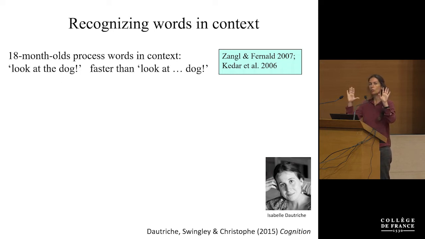So you show pictures of objects to 18 months old, for instance, a dog and a car. And if you give them a properly formed sentence, like "look at the dog," then they are faster to look at the dog rather than the car, than if you say something like "look at dog" or "look at was dog," where you put something strange in there, okay? So they can use the context of the sentence to get to the target faster.